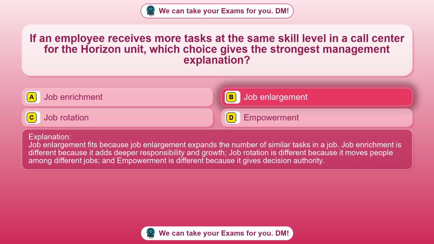Job enlargement fits because job enlargement expands the number of similar tasks in a job. Job enrichment is different because it adds deeper responsibility and growth. Job rotation is different because it moves people among different jobs, and empowerment is different because it gives decision authority.